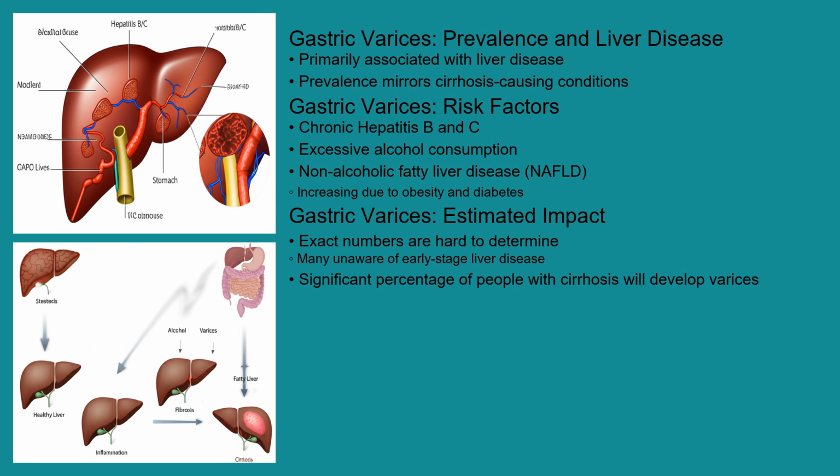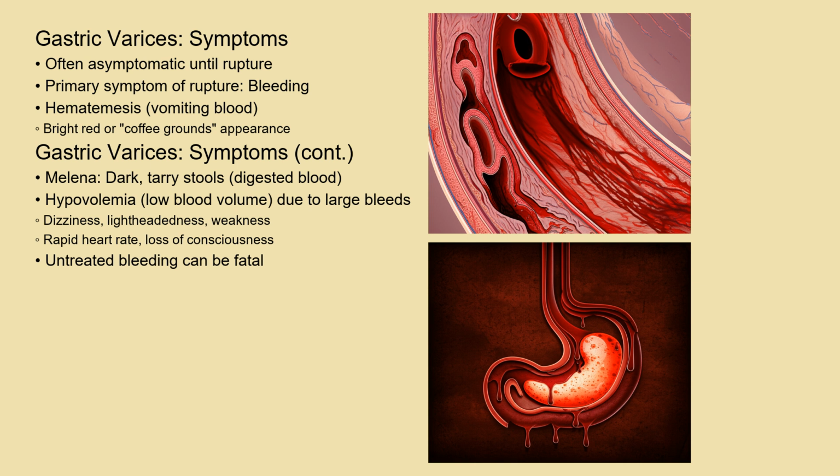gastrointestinal hemorrhage. Gastric varices are primarily associated with liver disease, so their prevalence mirrors the prevalence of conditions that lead to cirrhosis. This includes chronic hepatitis B and C infections, excessive alcohol consumption, and non-alcoholic fatty liver disease, which is becoming increasingly common due to rising rates of obesity and diabetes. The exact number of people affected is difficult to pinpoint, as many individuals with early-stage liver disease are unaware they have it. However, it's estimated that a significant percentage of people with cirrhosis will develop varices at some point in their lives.